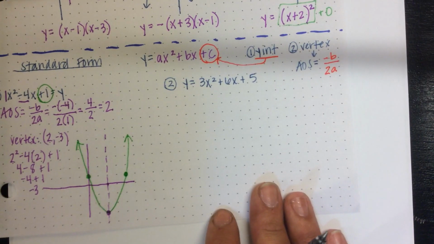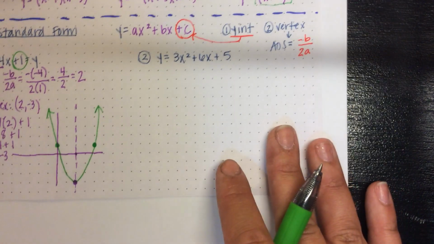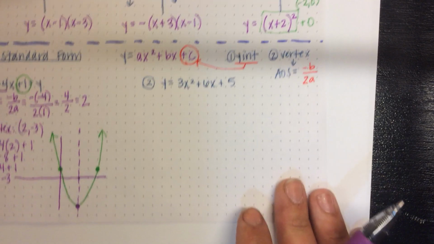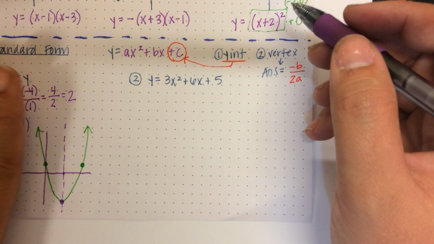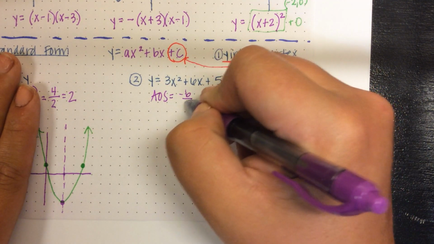So for the second one, I'm going to go a little bit faster, and it's going to be the same steps to do this every single time you have to graph in standard form. Right, so the first thing I'm going to do is get my paper straight. All right, so first thing, I need to figure out my axis of symmetry. So that's negative b over 2a.